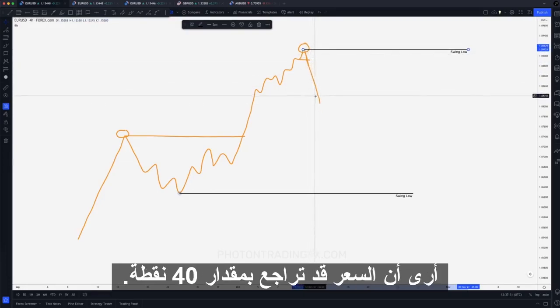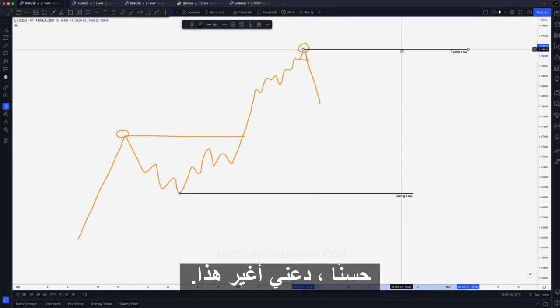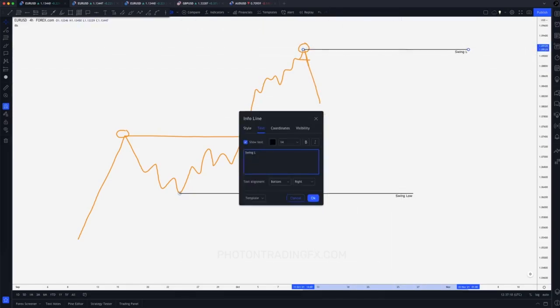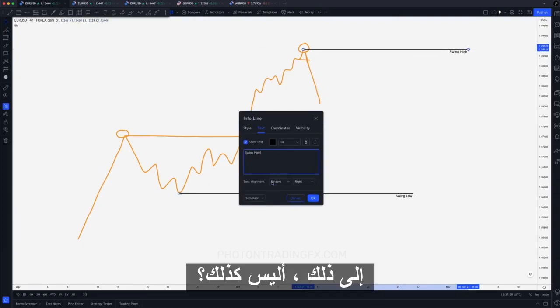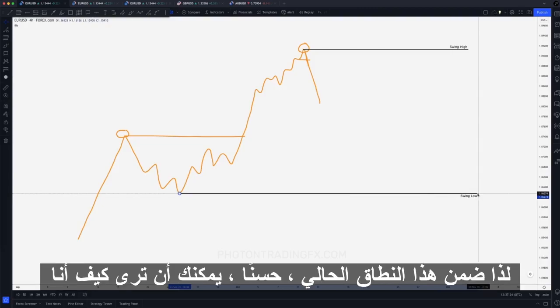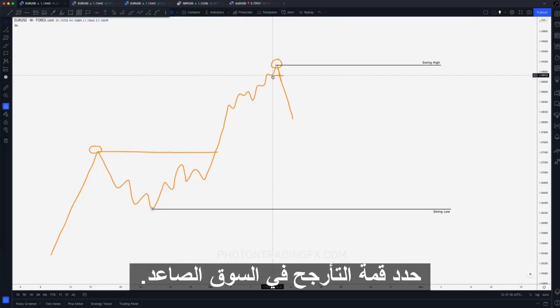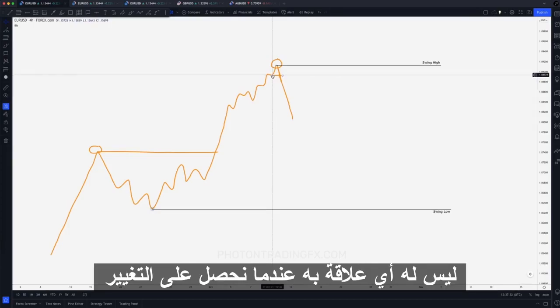The moment I see price has pulled back 40 pips, now I mark on the swing high, okay? So let me change this to that, right? So now what you can do is you can draw the range you're in. So we're within this current range, okay? You can see how the way I define a swing high in a bullish market doesn't really have anything to do with when we get the change of character.